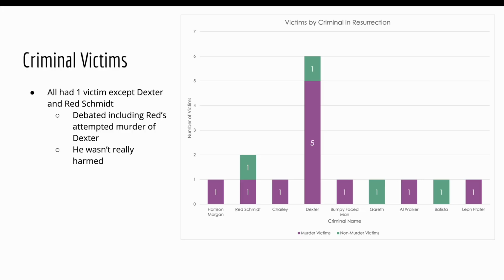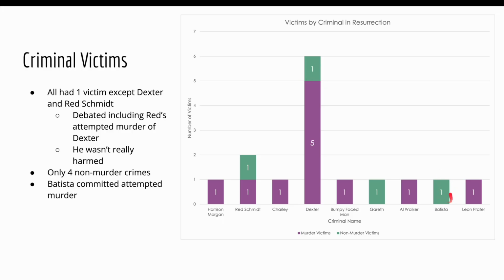And I debated including it simply because Dexter wasn't exactly harmed, but that's only because he knew what was going to happen. So it's a gray area. There are also only 4 non-murder crimes. 1 committed by Red, 1 committed by Dexter, 1 by Gareth, and 1 by Batista, all of which are attempted murder except for Dexter's, which was the mayhem.